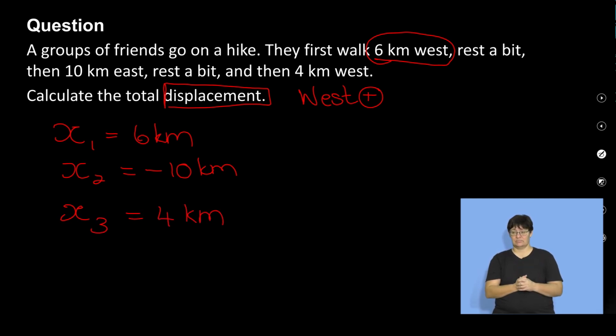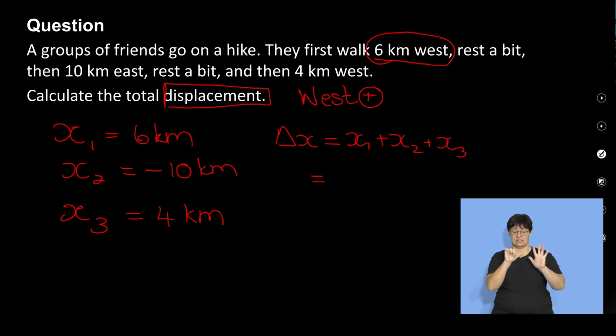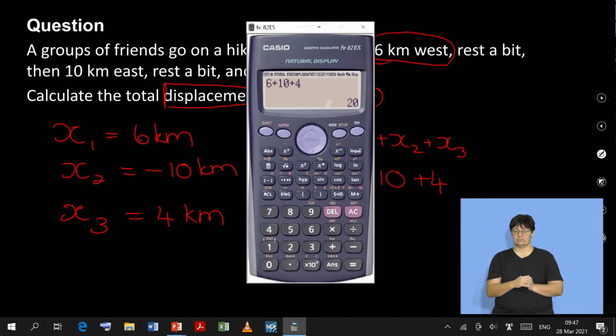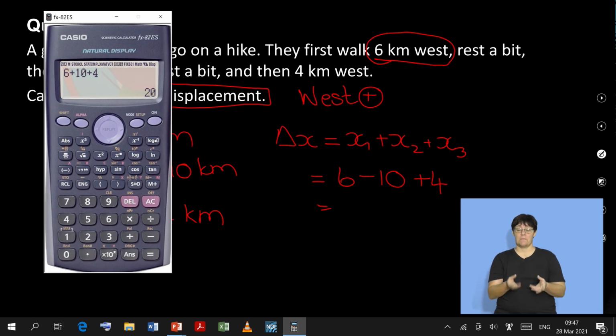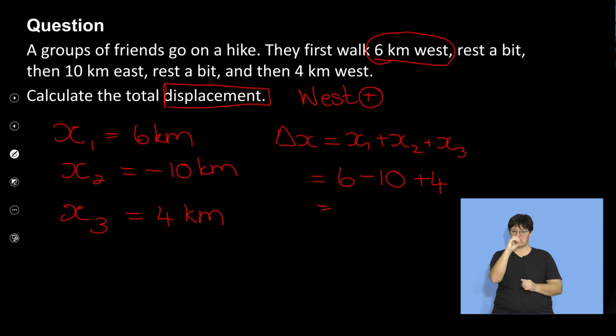All right, so my displacement is my 3 positions added together. So it's going to be 6 minus 10 plus 4. So let's see what happens now, okay? So let's put this over here, and we've got 6 minus 10 plus 4. Oh, look there. Gives me 0.